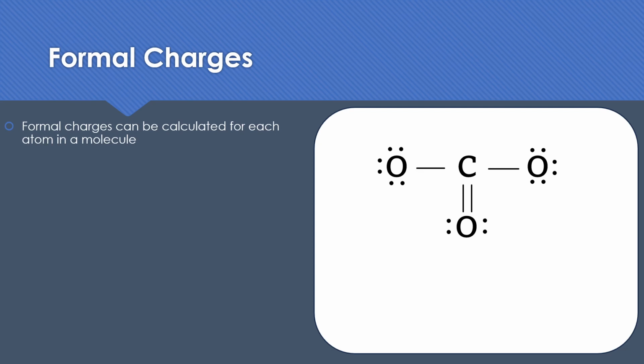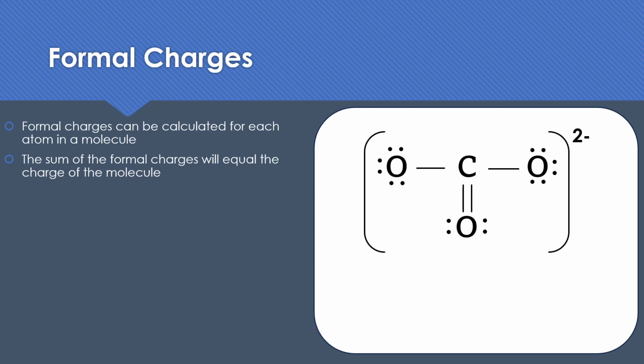Let's take carbonate, for instance. And the sum of the formal charges is going to equal the charge in the molecule. So for carbonate, that's a 2 minus. Okay? And the way you calculate it is the formal charge is equal to the number of valence electrons minus the number of lone electrons plus the number of paired electrons divided by 2.